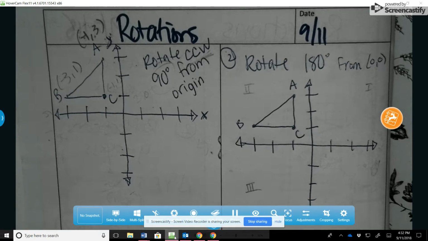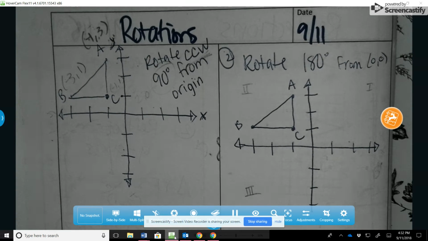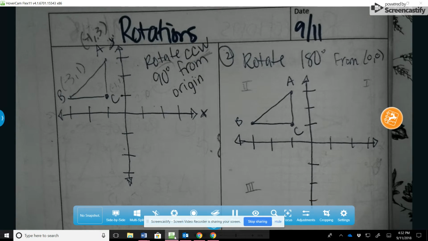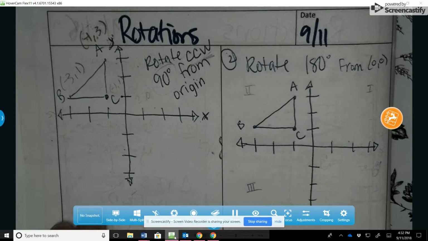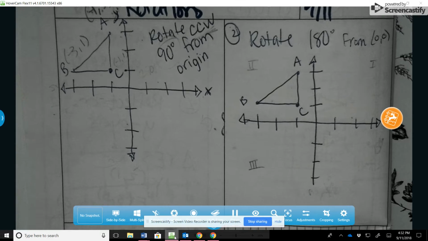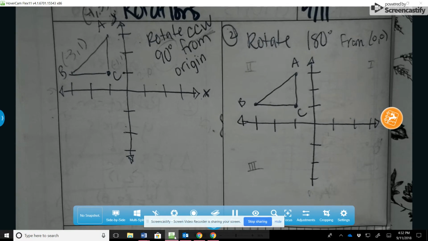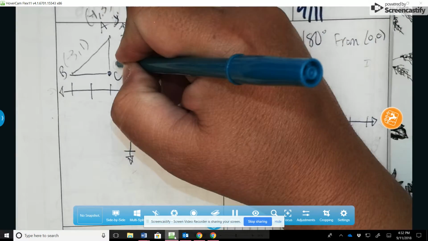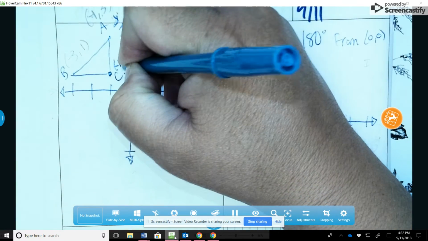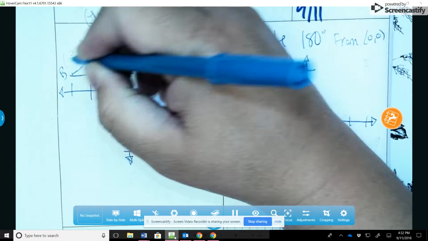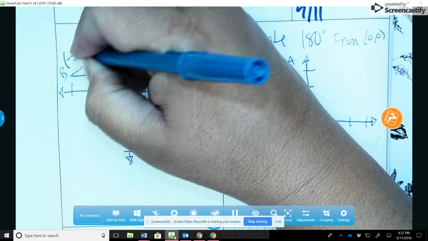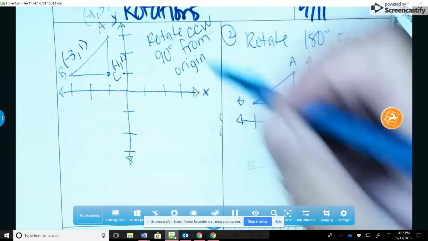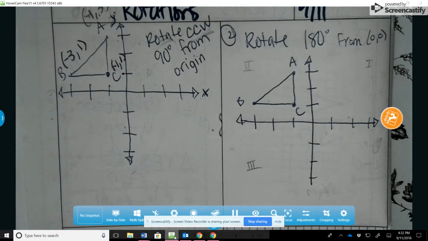All right, so this is on page 46, which is rotations. So the first thing I'd like you to do is copy boxes 1 and 2. You're going to be making your own graph. If I were you, I would pause the video until you make sure you have the entire graph, and then I'm going to move on.